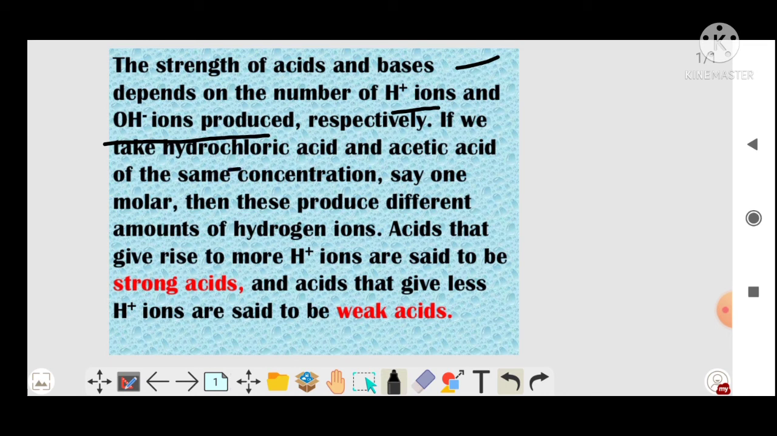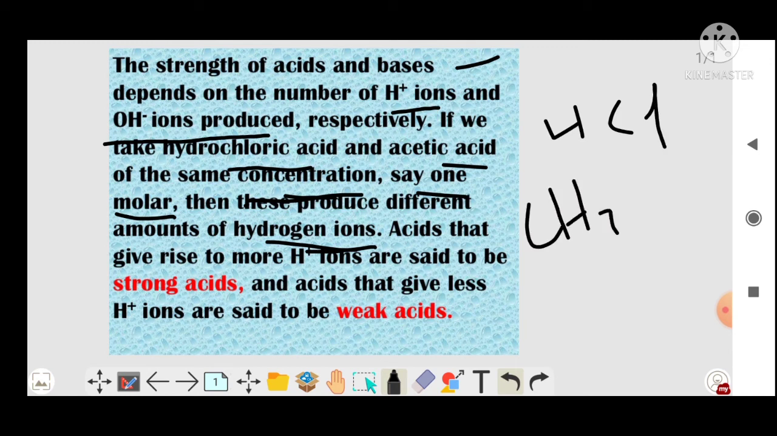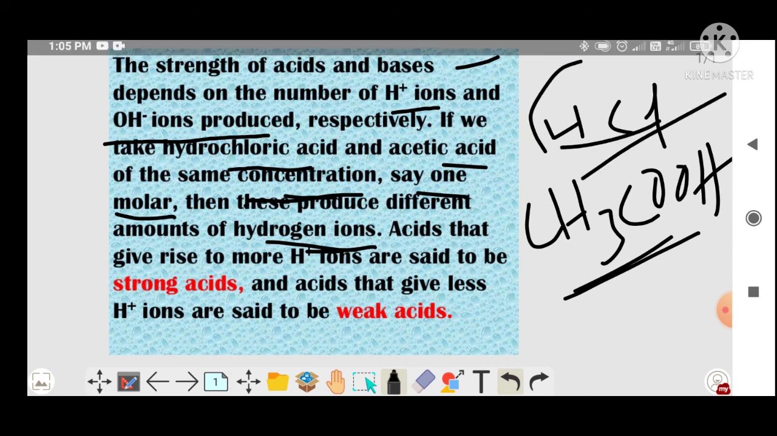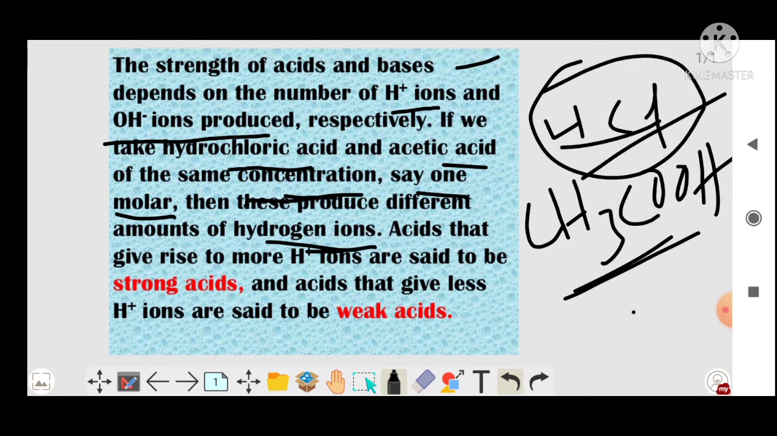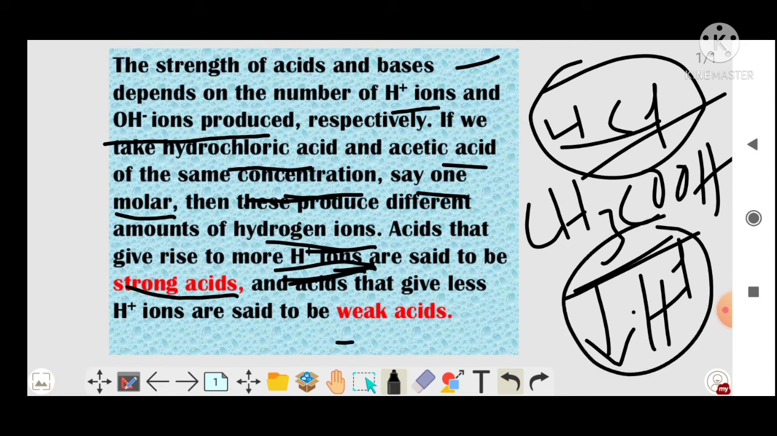If we take hydrochloric acid and acetic acid of the same concentration, say 1 molar, then they produce different amounts of hydrogen ions. These two acids, HCl and acetic acid, CH3COOH, produce different concentrations of H plus ions. Acids that give more H plus ions are said to be strong acids, and acids that give fewer H plus ions are called weak acids.